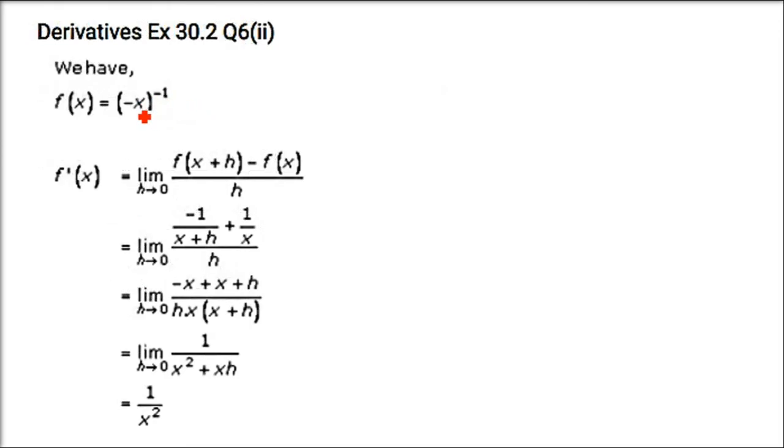Now next is minus x raised to the power minus 1. So anything to the power minus 1 is 1 by that thing. So x raised to minus 1 is 1 by x. So this minus x raised to the power minus 1 is simply 1 by minus x, that is minus 1 by x only. This is minus 1 by x.